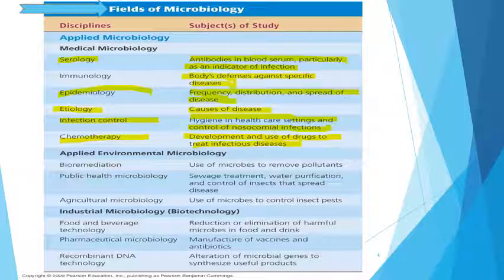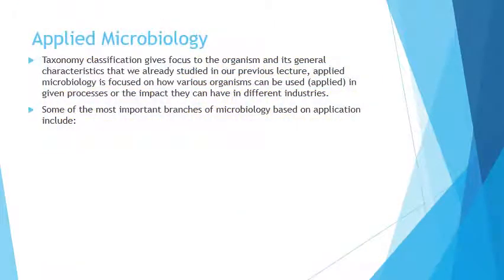Then we have applied environmental microbiology, in which we deal with bioremediation. Then we deal with public health microbiology, and then agriculture microbiology. So these are the various applied environmental microbiology branches. And then we deal with industrial microbiology, which in advanced form we can say is related to biotechnology. So first of all, we discuss applied microbiology.